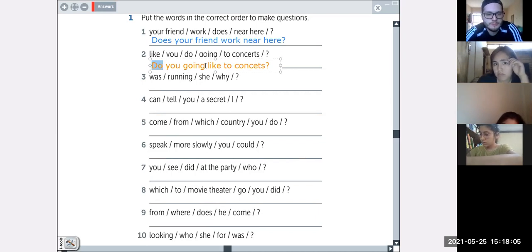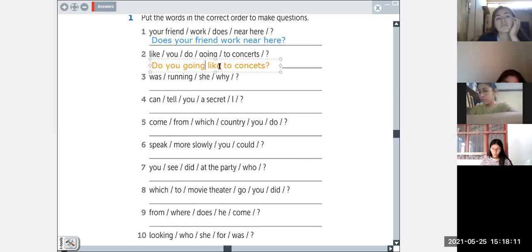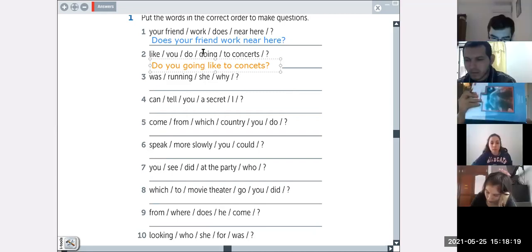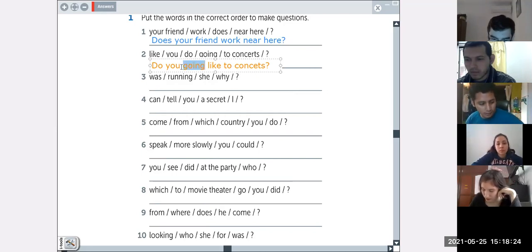¿Qué significa su pregunta, Sebastián? Do you go like to concerts? ¿Qué significa en español? Si me gusta ir a conciertos, algo así. Okay, si me gusta ir a conciertos. Entonces, si usted está preguntando, ¿te gusta ir a conciertos? Do you like going to concerts? Okay, this is the correct question.